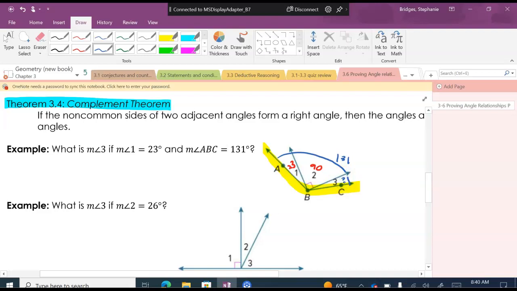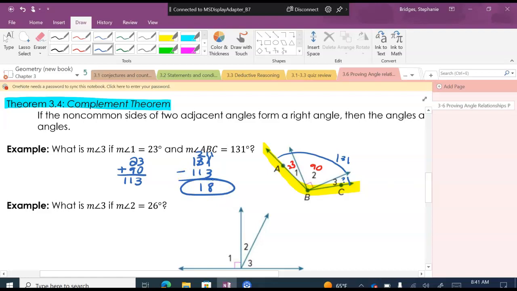We're going to add 23 and 90, the two angles that we know, which is going to give me what, 113? And then what do I do with that? Yep, take that out of 131, and the leftover part will be my angle 3, which tells me it is how many degrees? 18.